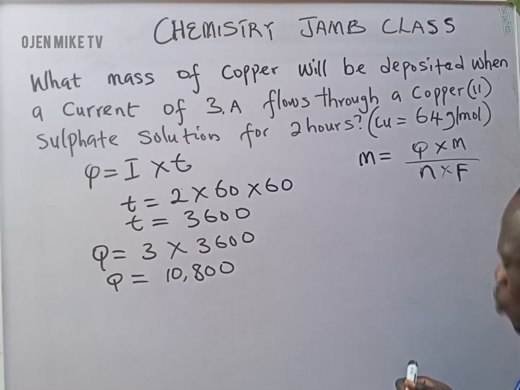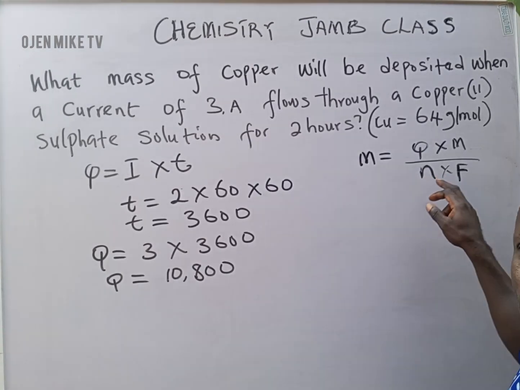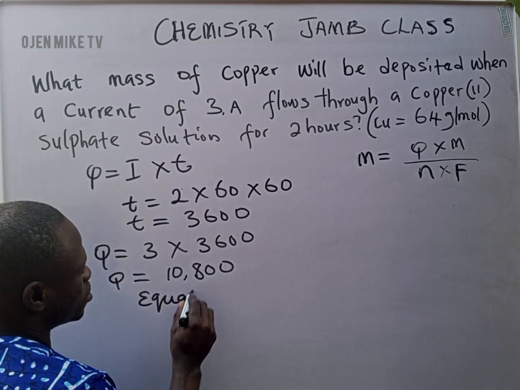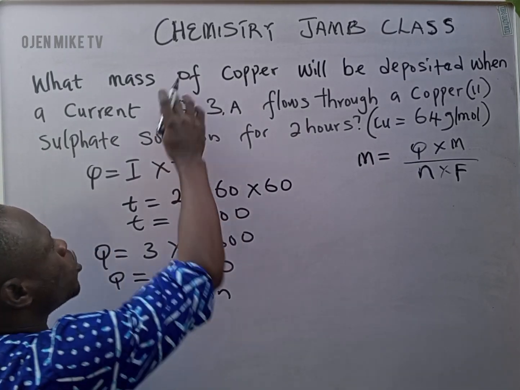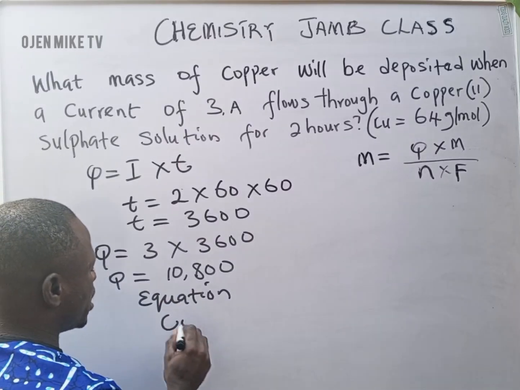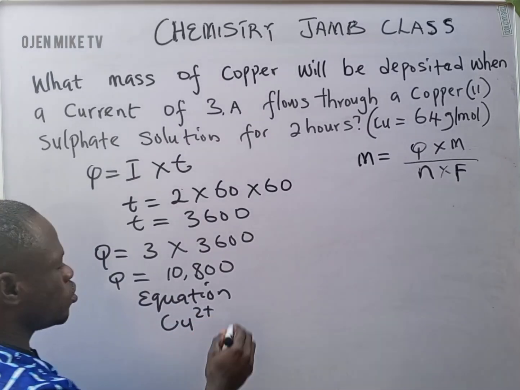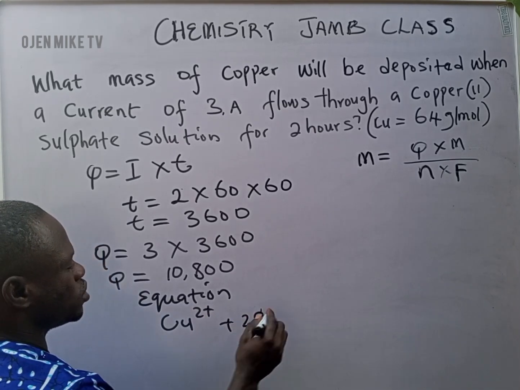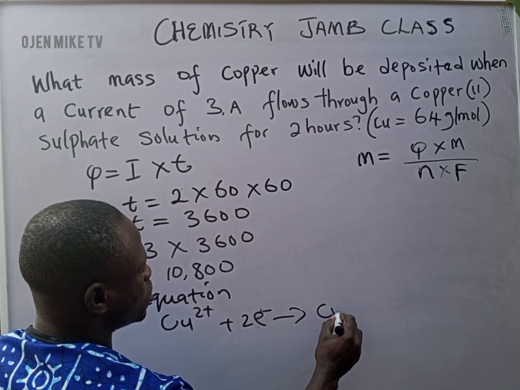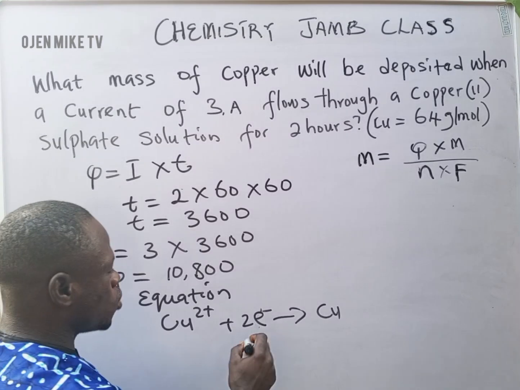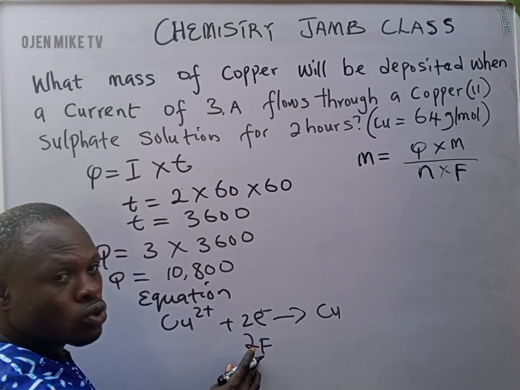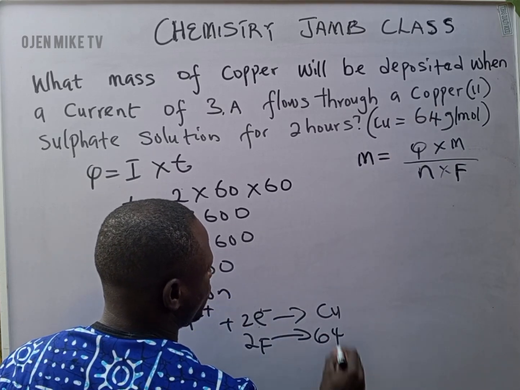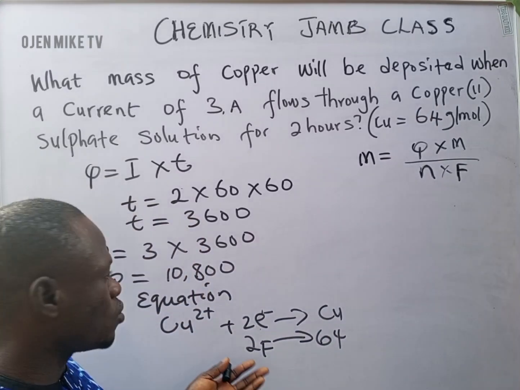Now let's look at this one. What you are going to do is get your number of moles derived from the equation. We are looking at copper. Copper here has oxidation number of 2, so here we have 2 electrons, because if you want to balance it, you put 2 here. It gives you Cu. And we know that here is 2, so it means that n is 2. Do you get that? The molar mass of copper is 64. If you are solving in WAEC, this is the formula you are going to use.